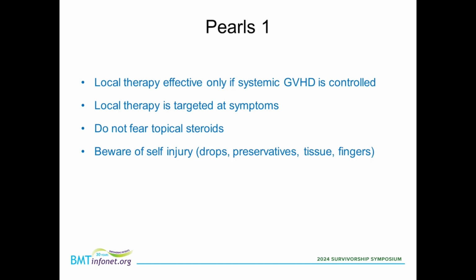So what are some pearls we can talk about now that we've talked about how to approach this? 1, local therapy is effective only if systemic GVHD is controlled. In other words, you got to control the systemic GVHD before the local therapy is going to do anything. It's secondary. Local therapy is targeted mainly at symptoms. If you're really bothered, we want you to feel better. We'll do what we can with lubrication and such to make you feel better. Don't fear topical steroids. Just be appropriately followed to ensure that the side effects of topical steroids don't become a problem for you. And then beware of self-injury. If you're putting lots of drops in the course of the day, odds are you're going to hit your eye.